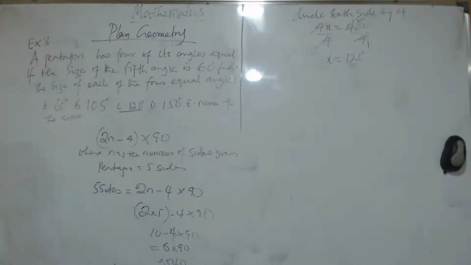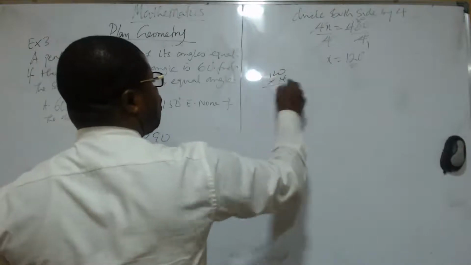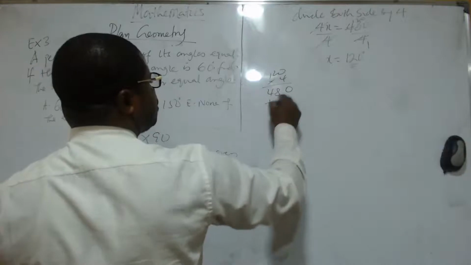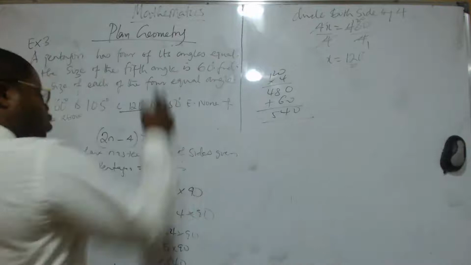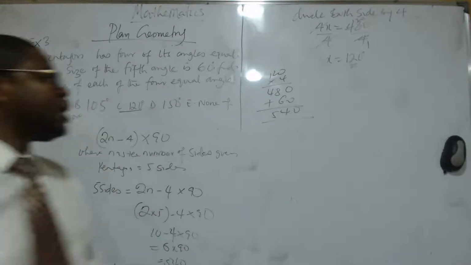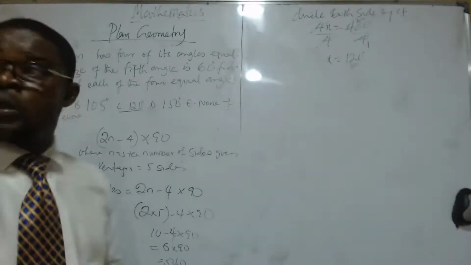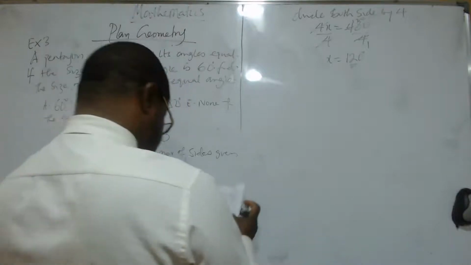Degree. Then if I say 120 degree times 4, I have 480 plus 60. I'm going to have 540, which is equal to the sum of angles in the pentagon given. So that is the answer to that question, 120. Okay? Let's move further.